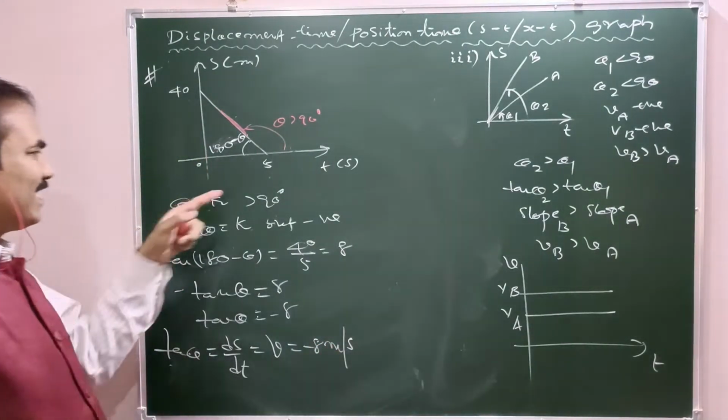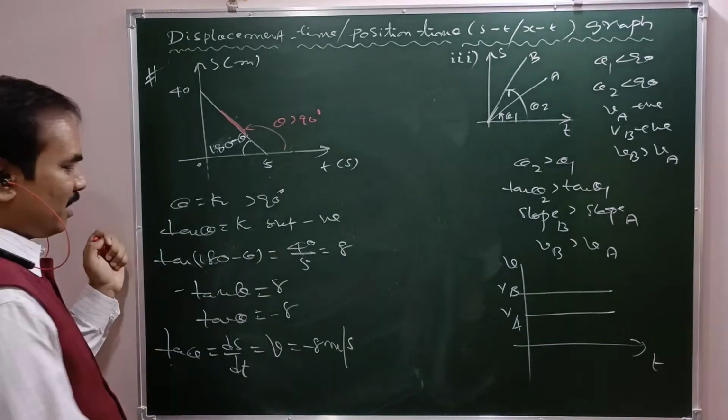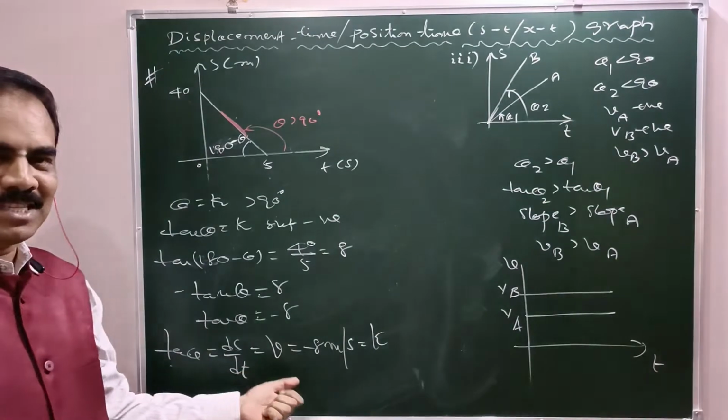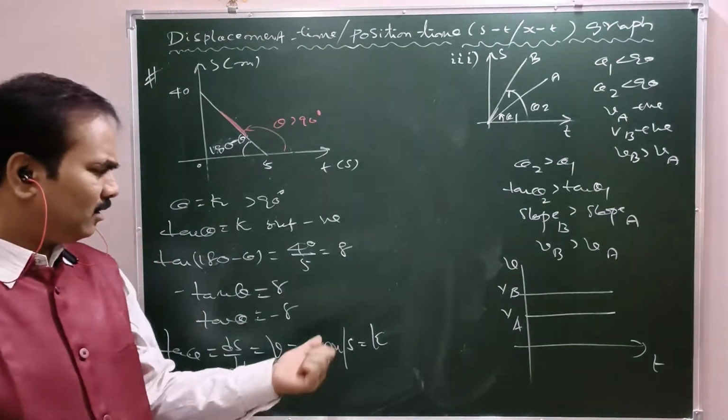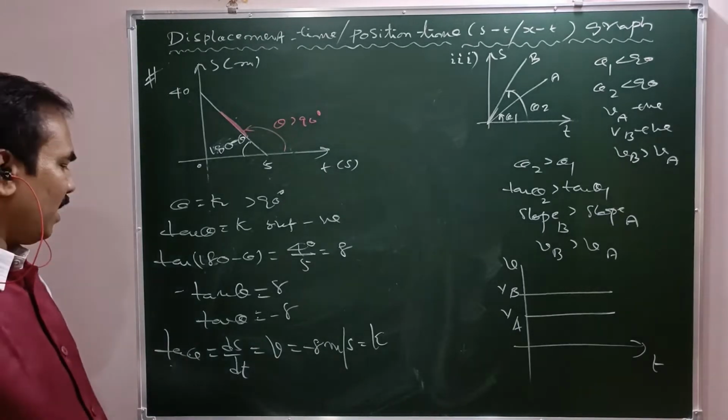So tan theta equal to ds by dt, that equals velocity, equal to minus 8 meter per second. Is it constant or not? Yes, it is constant. That is constant, but negative. Negative in the sense less than 0. That is, the particle moves along the negative x-axis, right?